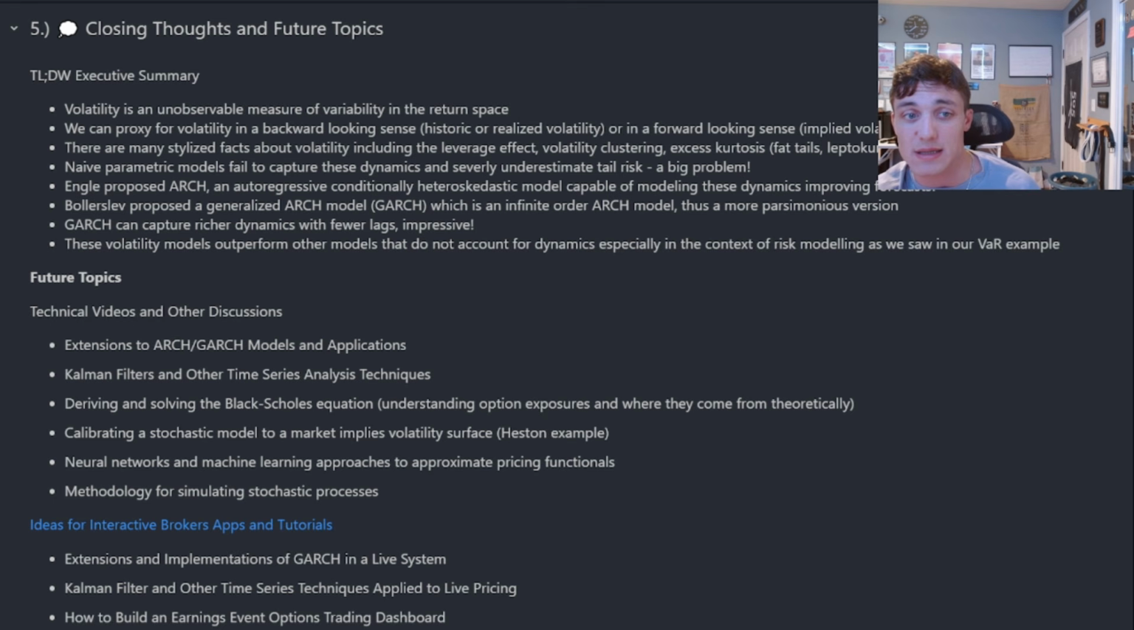Engle proposed the ARCH model, this autoregressive, conditionally heteroskedastic model, which is capable of modeling these dynamics, which improve forecasts and risk measures. We then got this generalization from Bollerslev, the GARCH model, which is a more parsimonious ARCH model, can be represented as an infinite order ARCH model, can capture richer dynamics with fewer lags, quite impressive. And these vol models outperform others that do not account for these dynamics, especially in the context of risk modeling, as we saw in that value at risk example.